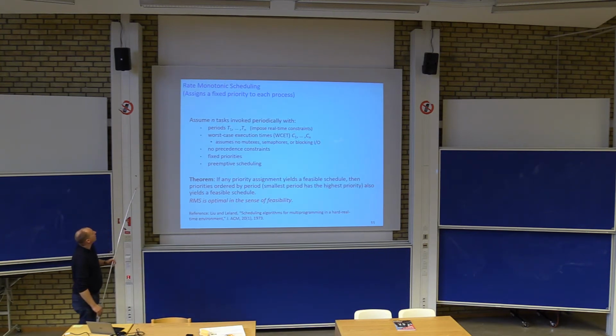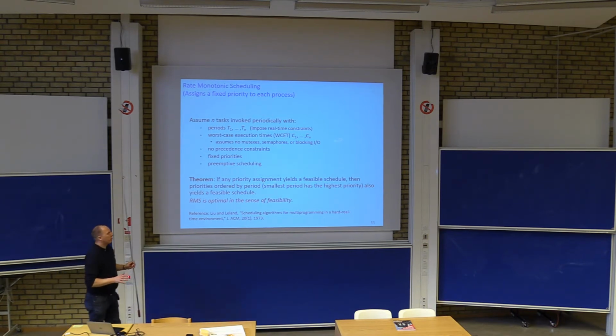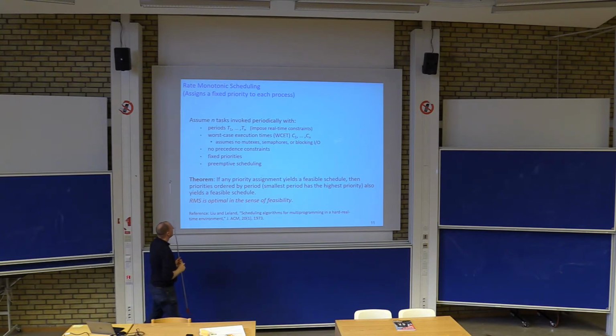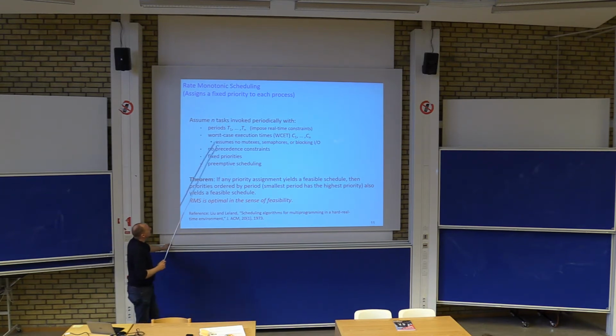We will talk about something called the rate monotonic scheduling. And this is a strategy for how to assign priorities to the different tasks. And it's a very simple strategy, but it has some nice properties. So we will assume that we have n tasks, as I mentioned. Each task will have a period. Each task also has a worst case execution time that we have calculated somehow.